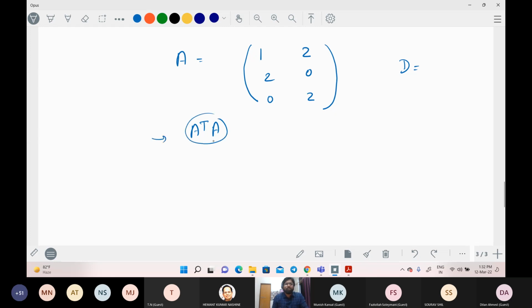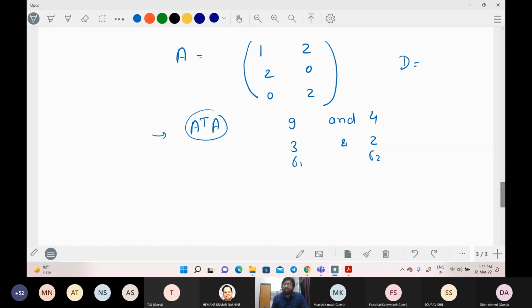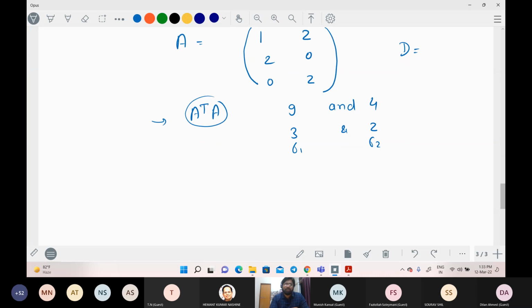The eigenvalues of A transpose A, if you compute them, will come out to be 9 and 4. If you compute the square roots, they will be 3 and 2. So it has two singular values, with notation sigma 1 and sigma 2. The matrix D has diagonal entries that are the singular values of A. So we will keep in mind that the singular values of A are 3 and 2.